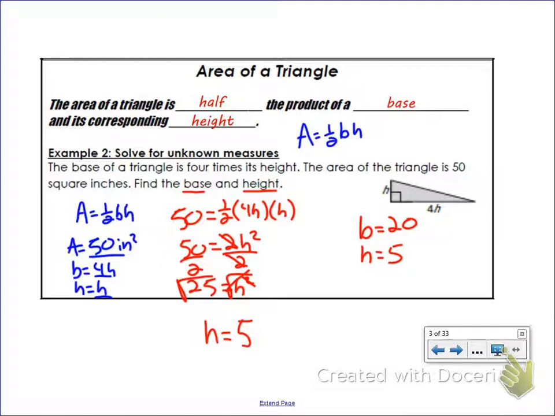1/2 times the base times the height. 20 times 5 is going to be 100. Half of that's going to be 50 square inches. So I have my measurements, and it's 20 inches and 5 inches are the base and the height of this triangle.